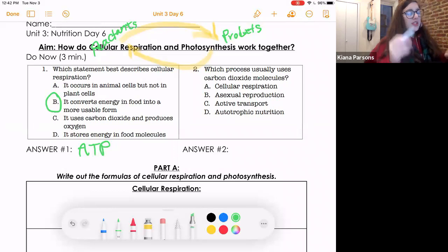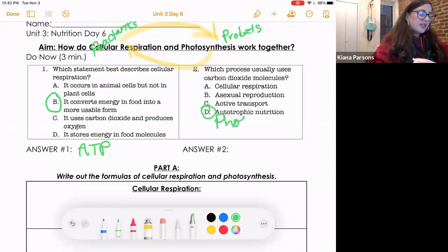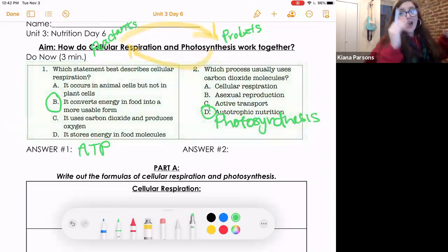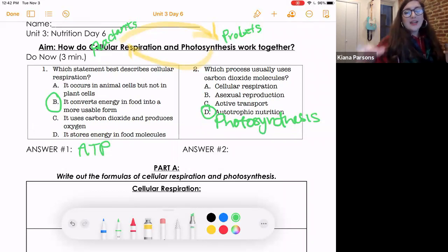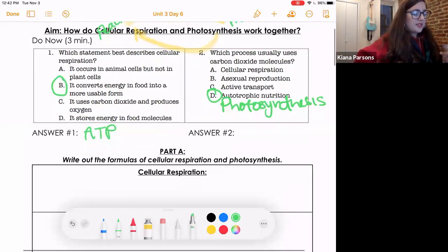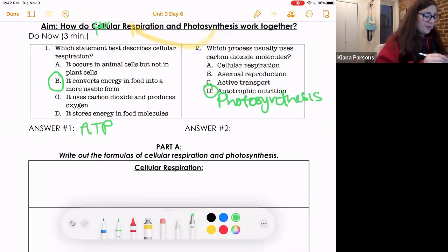Which process usually uses carbon dioxide molecules? We know that autotrophic nutrition or photosynthesis uses carbon dioxide molecules. Carbon dioxide is a reactant in the process of photosynthesis, which is handy for us as humans because we exhale carbon dioxide and plants go ahead and take it in to undergo photosynthesis.